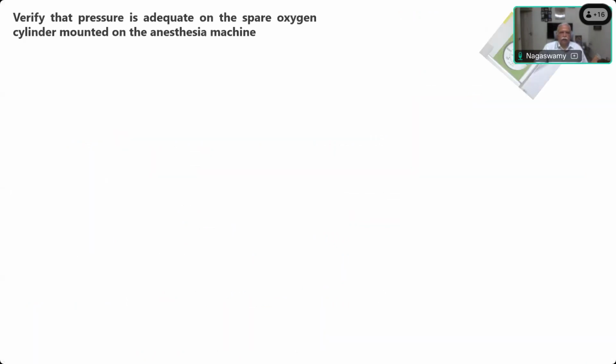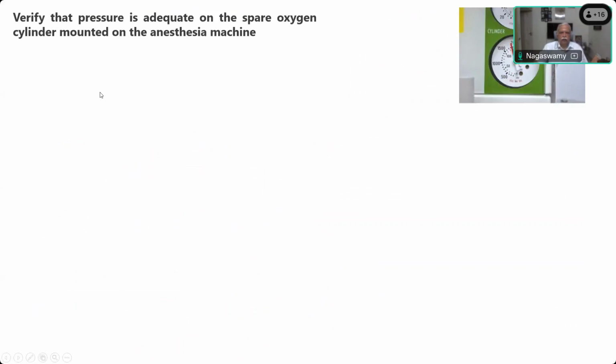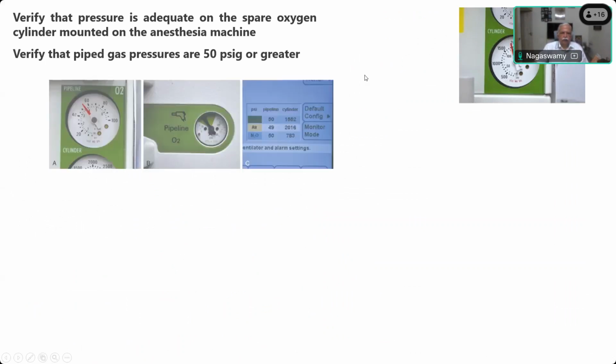Verify that the pressure is adequate in the spare oxygen cylinder and the cylinder mounted on the anesthesia machine. So nowadays you have the display and in many machines you will have the symbol of the cylinder also to show whether it is pipeline pressure or cylinder pressure. Here it is written as cylinder, but some machines display the symbol or the drawing of a cylinder itself. And verify pipeline gases are at least 50 psi or greater.